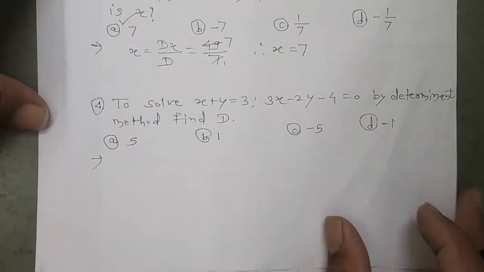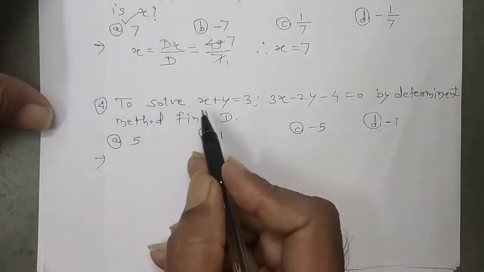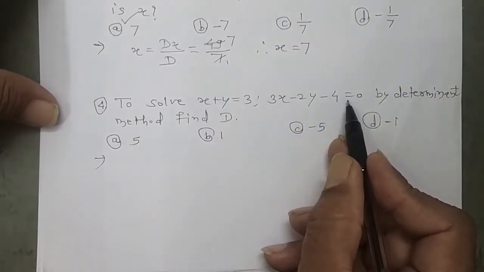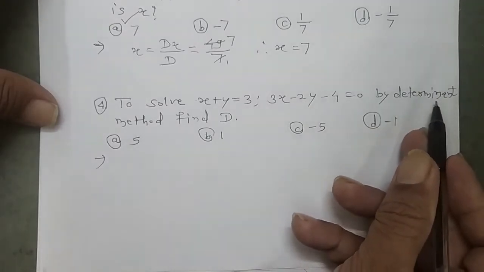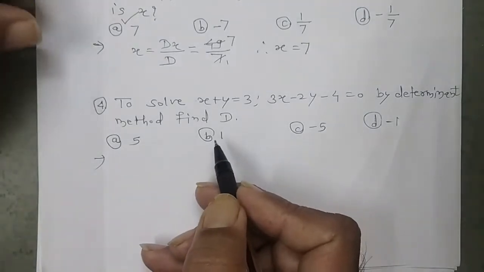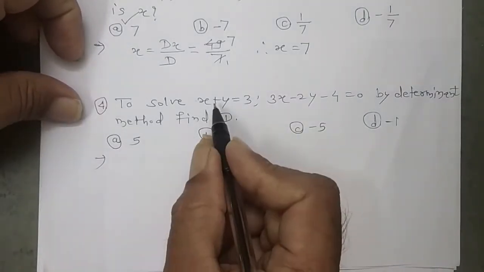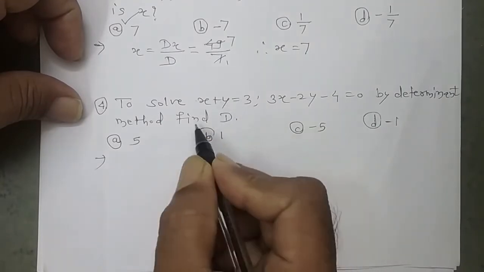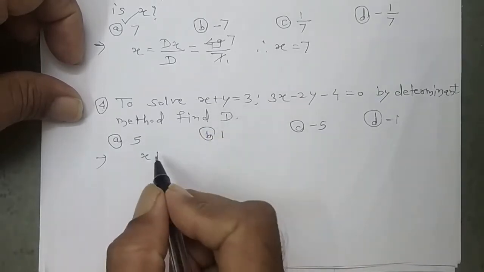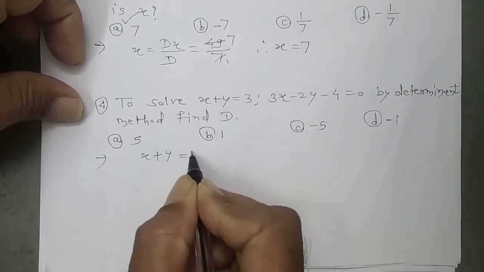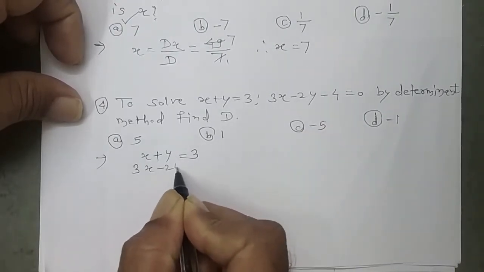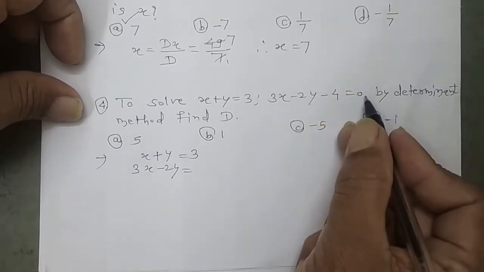Number 4. To solve x plus y is equal to 3, 3x minus 2y minus 4 is equal to 0 by the determinant method, find d. We have to find the value of d. Now by the determinant method, first write this in the form ax plus by is equal to c, that is x plus y is equal to 3. Write this as 3x minus 2y is equal to minus 4 becomes plus 4.